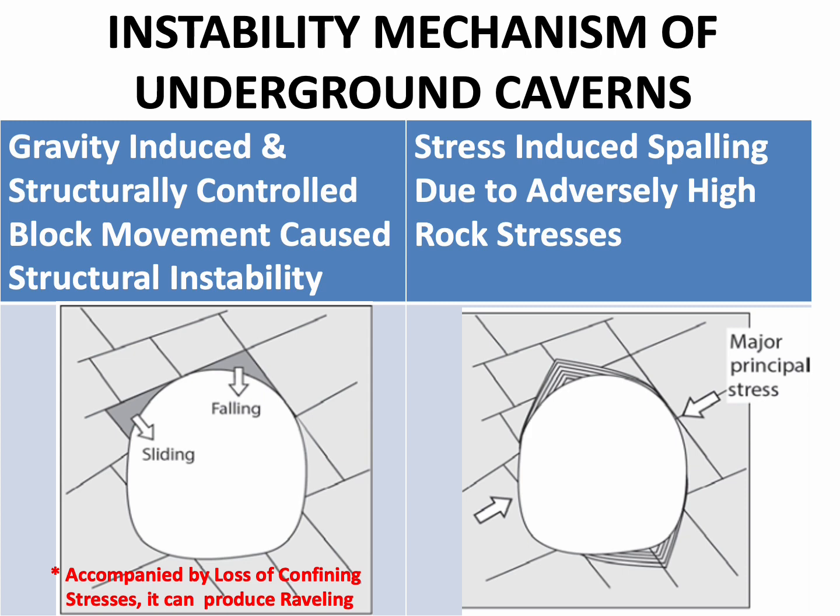So, there are conditions: gravity-induced and structurally controlled block movement causes structural instability. Added to this, if the confining pressures are less than zero, then it produces raveling.